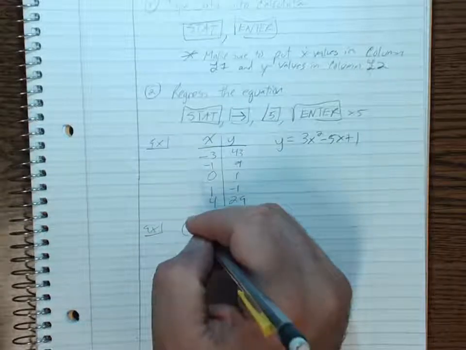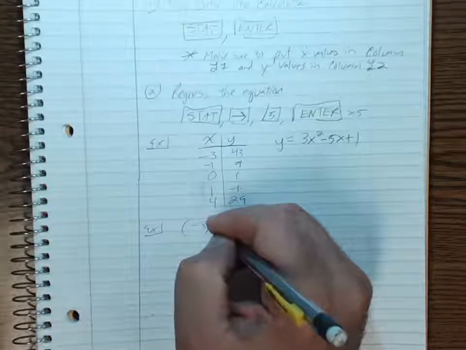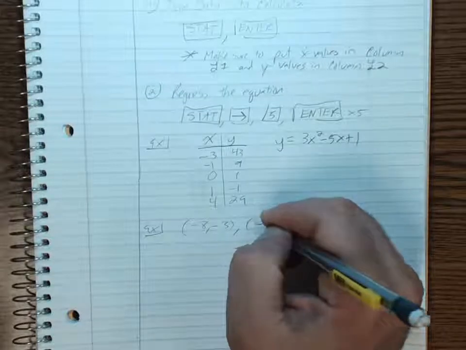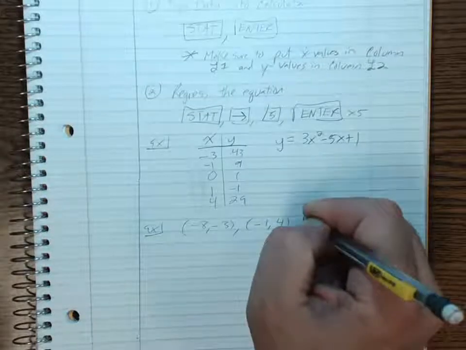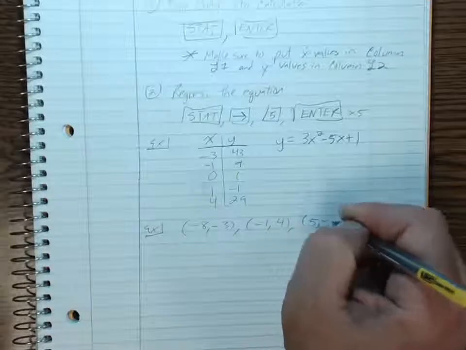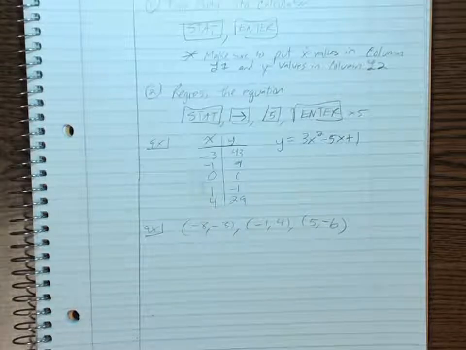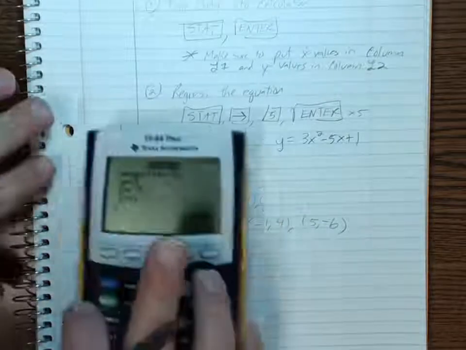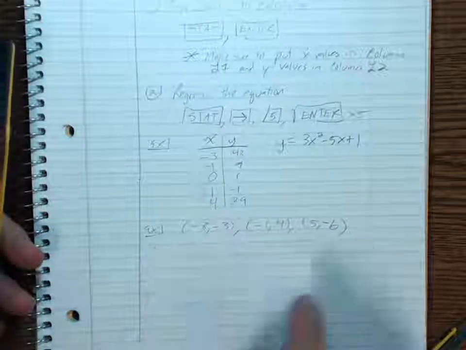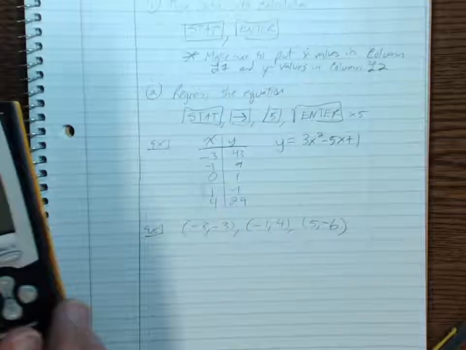So let's say you had the points, I don't know, -8, -3, -1, 4, and 5, -6. And you want to know what's the line of best fit, okay? You want to regress the quadratic equation that best fits that. That's not a problem. Let's go back here.